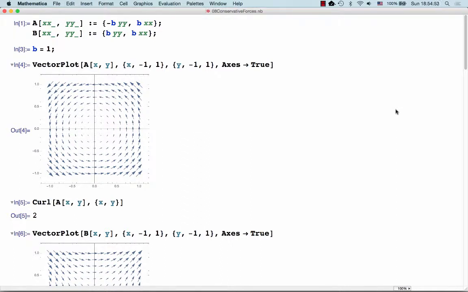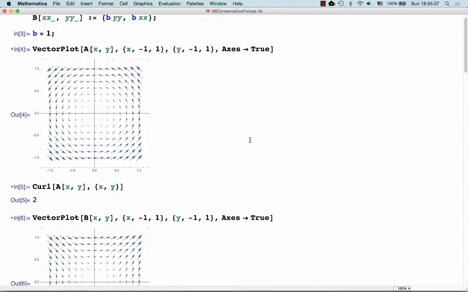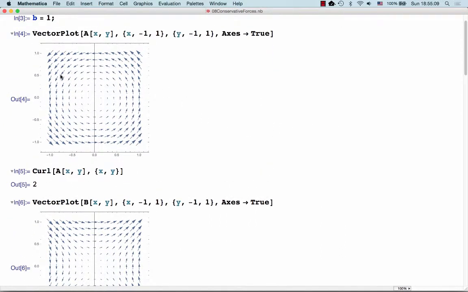Okay, so in the last video, we introduced our friend the curl and saw that he was incredibly useful for determining whether or not a force field was conservative, namely if the curl is zero, it is. So here we can take a look at this guy here. This was the force field I had on the previous video. You can see it's got a very definite counterclockwise swirl to it, and the curl is non-zero.